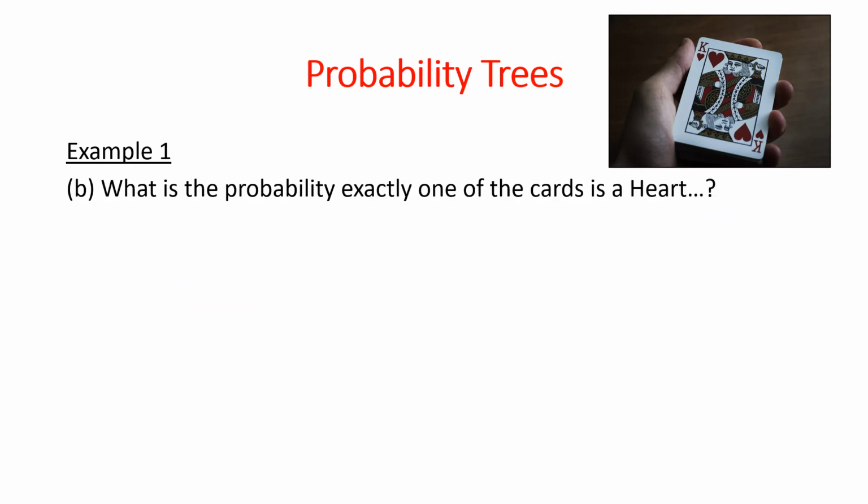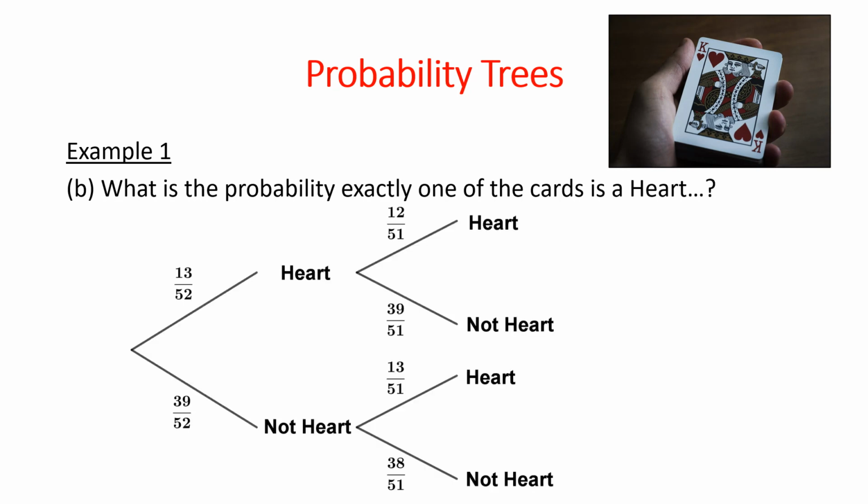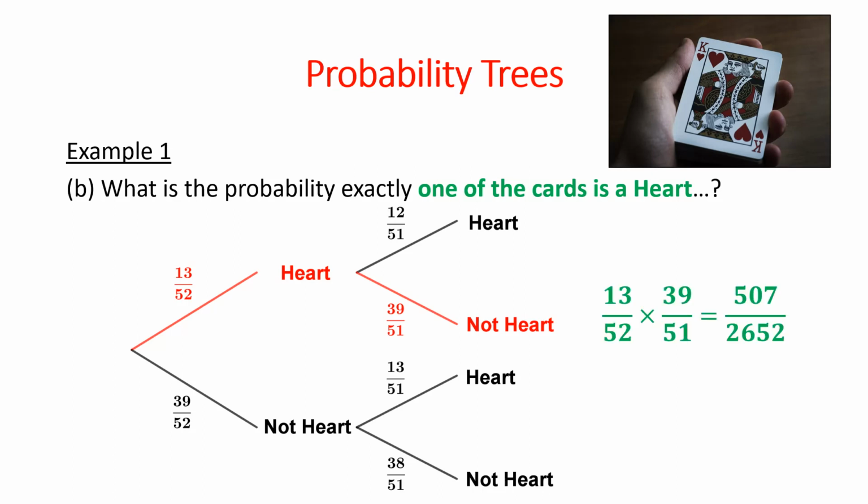All right, part B. What is the probability exactly one of the cards is a heart? So here's our probability tree, and we want the probability exactly one of them is a heart. Well, we've got a couple of scenarios. The first scenario is a heart first and then a no heart. So let's multiply those two probabilities to work out the probability of this scenario. But there is another option of getting a not heart first and then a heart second. So let's multiply those two probabilities to get the probability for this scenario.